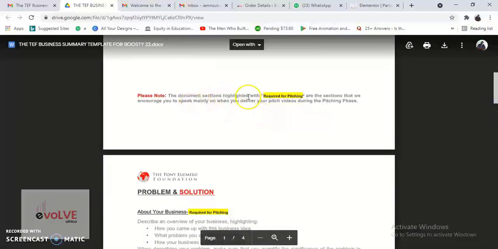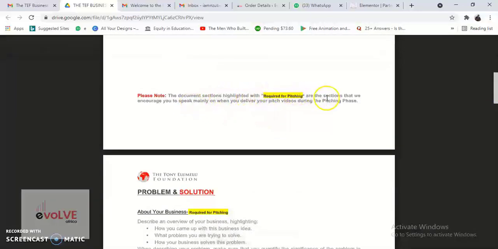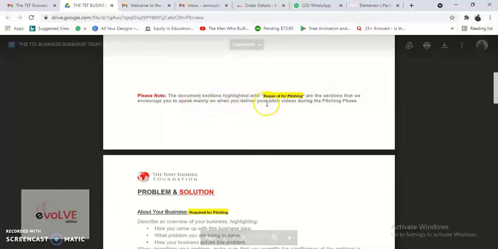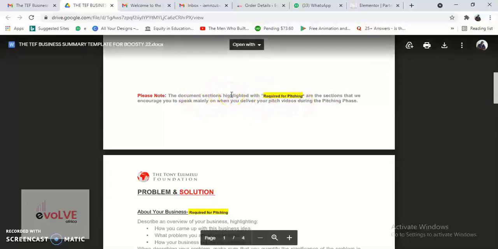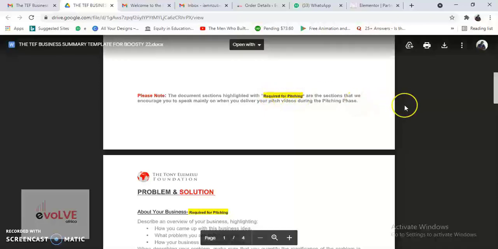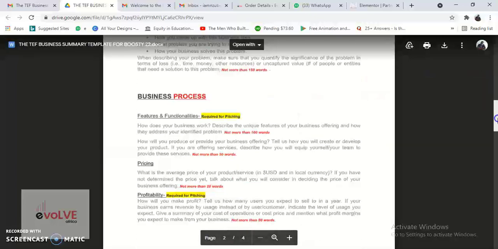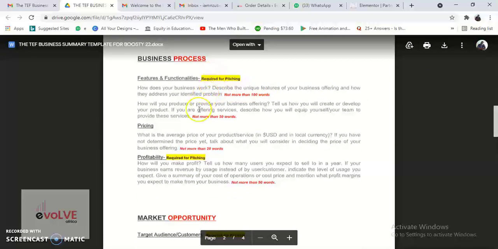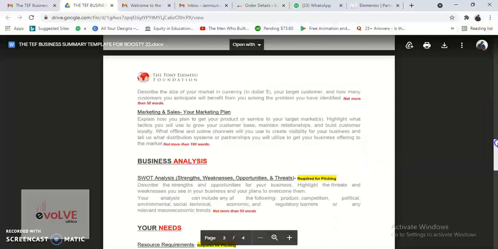Okay, please note the document sections highlighted with yellow labels for pitching are the sections that I encourage you to speak mainly on when you deliver your pitch video. This is talking about the upcoming pitching sessions. We might try to do a video session, a program, or a course on your video pitching, but in case we don't, just know that all of these places with yellow labels are the places the foundation is encouraging you to speak more on.